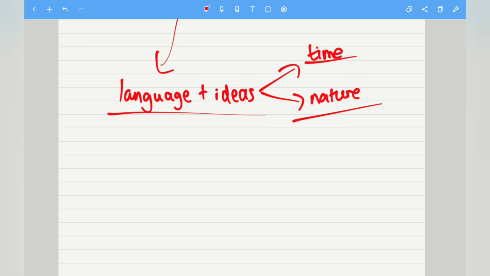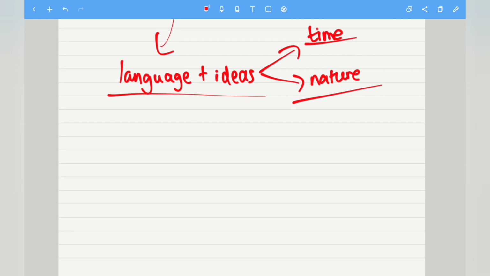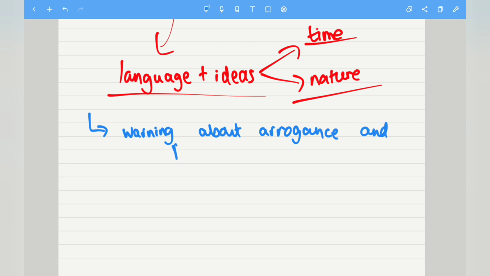And what is the message within this poem? The poem is a warning about arrogance. Okay, so often when we read poems, there are hidden messages, and the message here is more of a warning. It's a warning about what? It's a warning about arrogance and pride in the face of unstoppable natural forces.